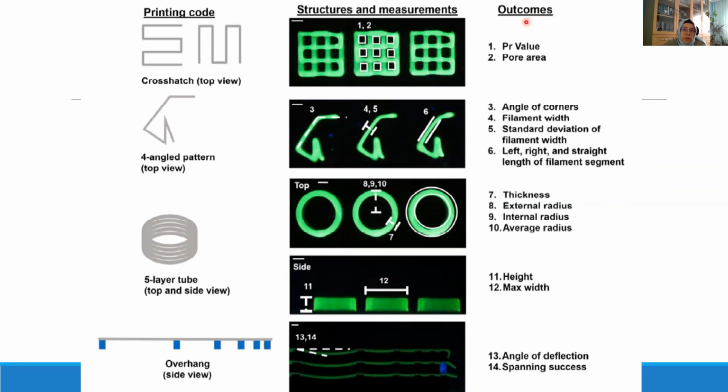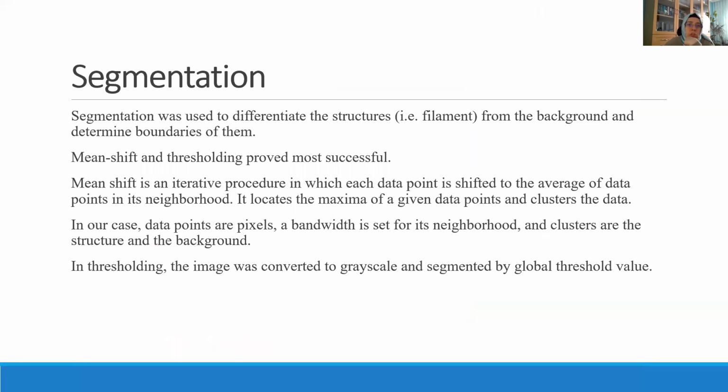And we have calculated 14 different measurements on these created images. Here, each pore of the crosshatch is detected and the pore area is calculated. PR value is calculated. Angle of deflection is calculated. Angle of corners, width of filament, standard deviation of this width of filament, and left, right, and straight length of the filament, and thickness, internal and external radius, and average radius of circles, height, width, maximum width, angle of deflection, and spanning success are calculated for the overhang structure.